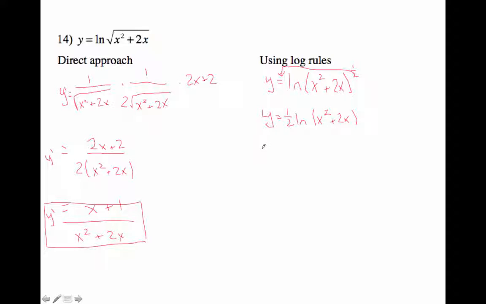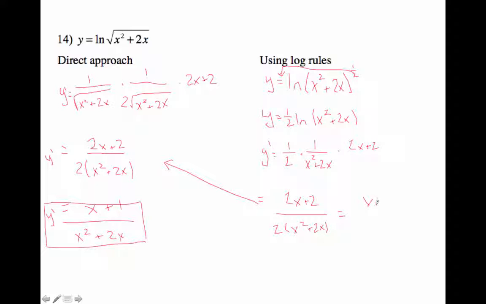Okay, so let's do that. My derivative now will be 1/2 times, my outer function is ln, so I'll take the reciprocal of what's inside the ln, x squared plus 2x, and then I'll multiply that by the derivative of the x squared plus 2x inside. Now look what happens when we clean things up. Multiplying through the numerators of these three fractions gets me 2x plus 2. Multiplying the denominators gets me 2 times the quantity x squared plus 2x, and you see that matches that step.